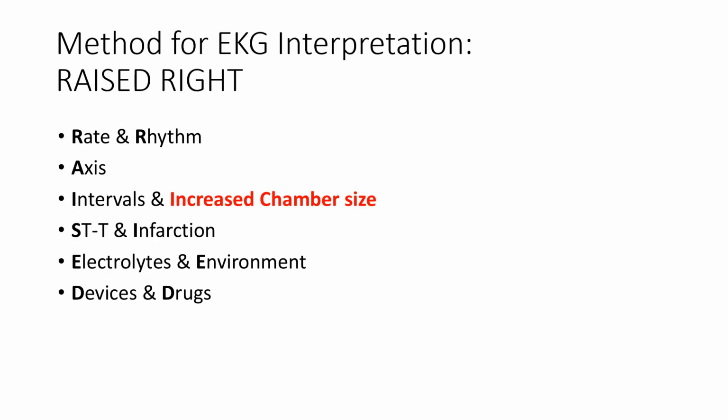Following our RAISED RIGHT method of interpretation, we began with rate analysis and then moved on to rhythm. Then we identified QRS frontal axis and then moved on to intervals: PR interval, QRS duration or interval, and then the QT interval. Next, the I component of RAISED RIGHT is going to be increased chamber size, in which we'll look at atrial enlargement and ventricular hypertrophy.